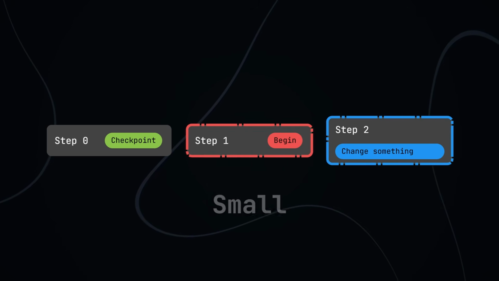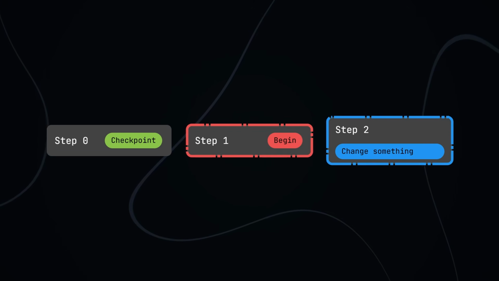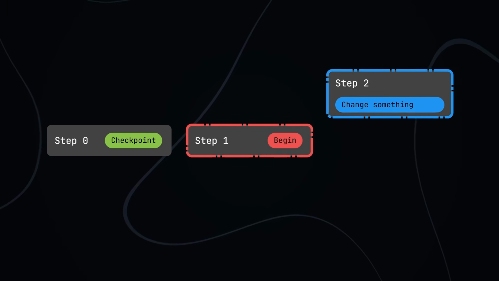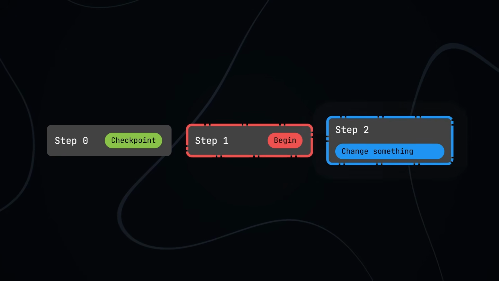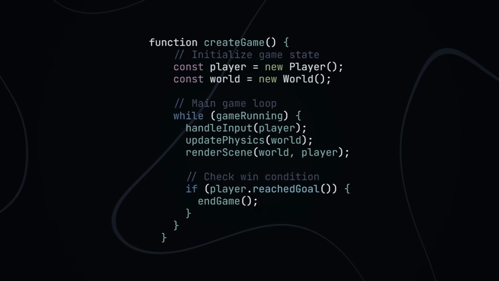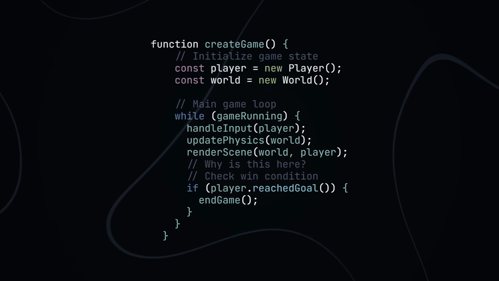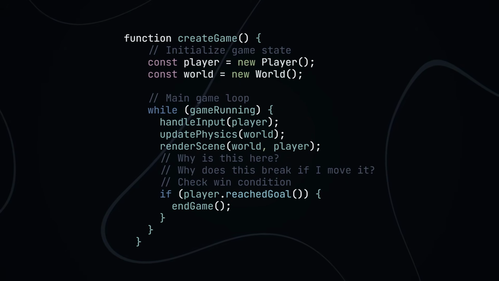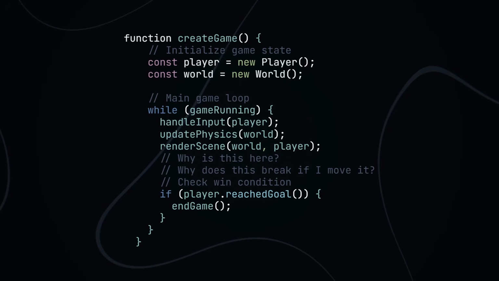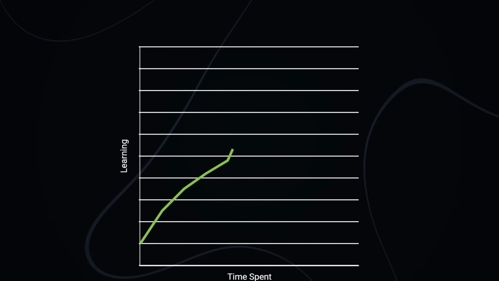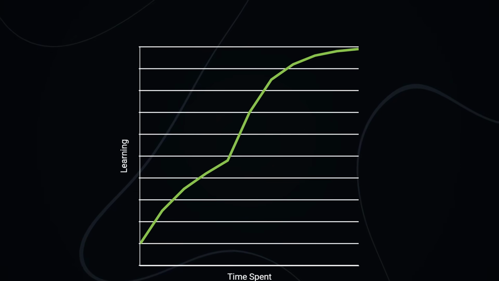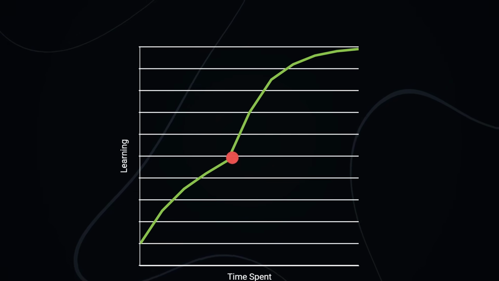Something small, something maybe annoying, and that forces you to read the code instead of copying it, to trace the logic back and to ask questions like, why is this here? Why does this break if I move this? And those moments feel really annoying and inefficient, but that's the actual learning portion. Tutorials skip these moments and you have to reintroduce them on your own.